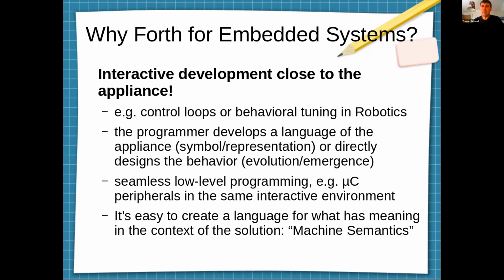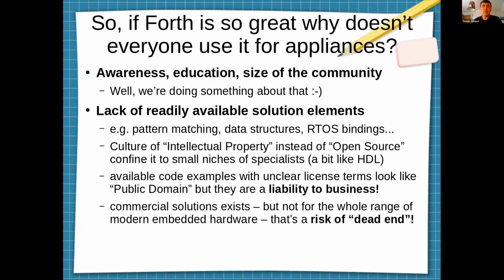You get seamless low-level programming and can interact directly with peripherals of the microcontroller. And it's easy to create a language that has a meaning in the context of the solution. So that's what I call machine semantics. The Forth community talks a lot about semantics. I do that too. So if Forth is so great, why doesn't everyone use it for appliances?